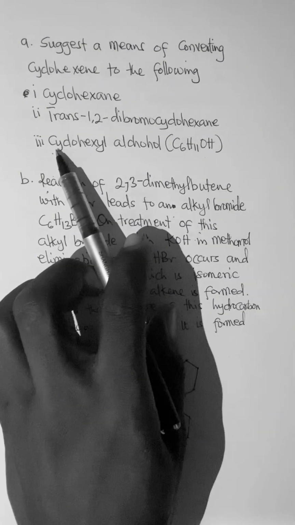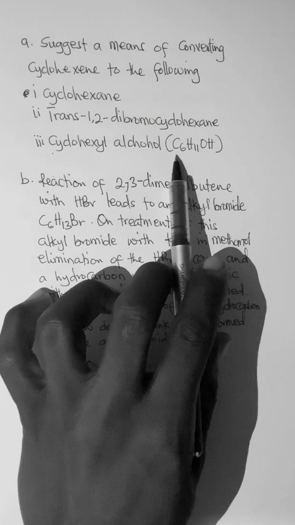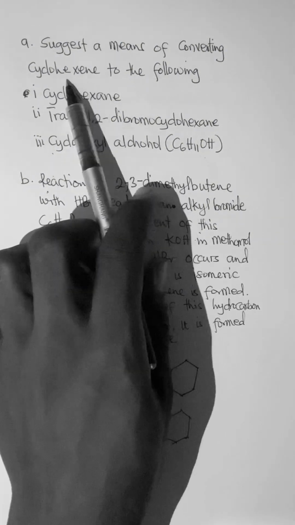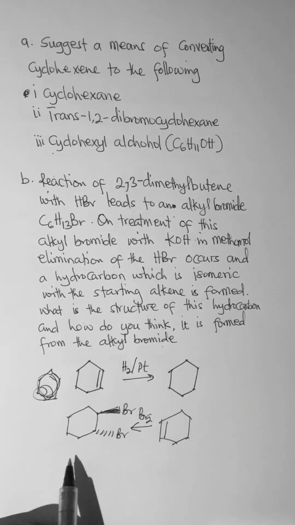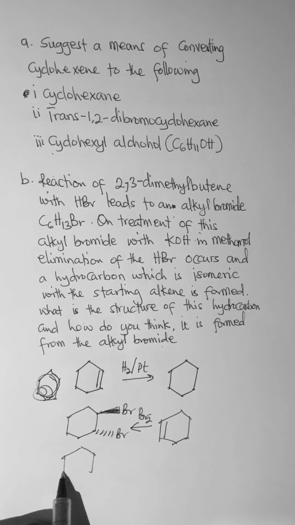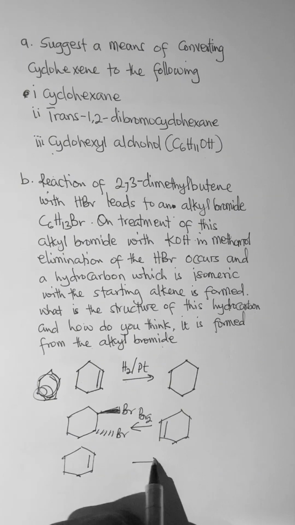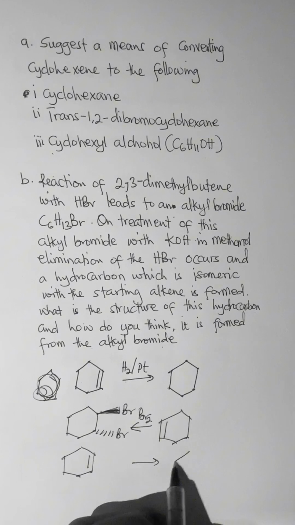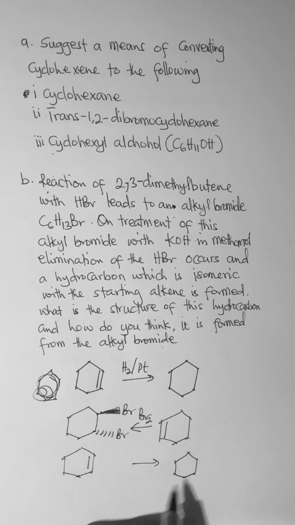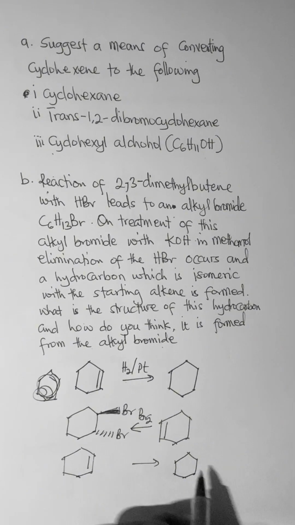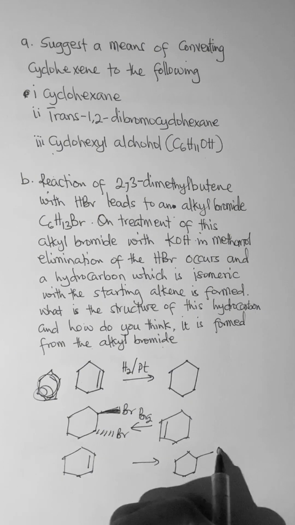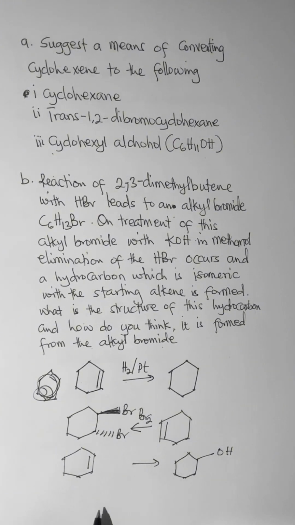Then the next one is cyclohexyl alcohol. So we are supposed to convert cyclohexene to a cyclohexyl alcohol. So we are supposed to convert it to something like this. What do we do now?